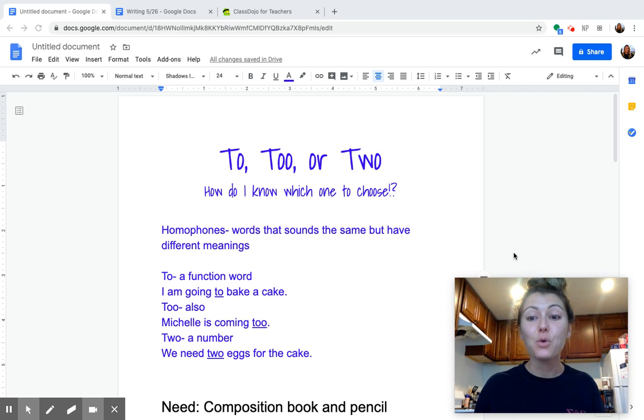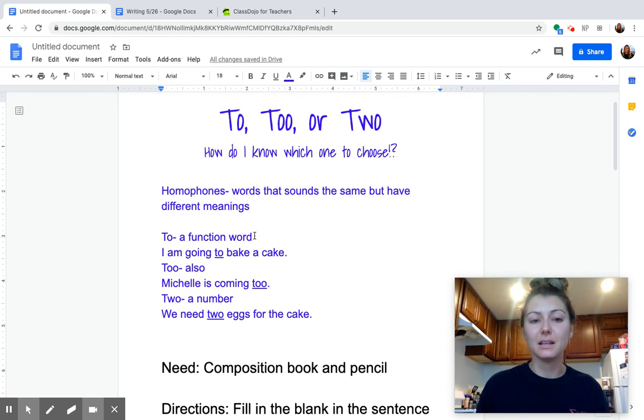So today, we're going to get started. We're going to kick it off with to, too, and two. Notice how when I say "two," it sounds the same as "too" and the same as "to." These are homophones. Again, words that have the same sounds but different meanings. We are going to look at the meanings of each of these forms of "to," and we're going to look at them as examples in sentences.